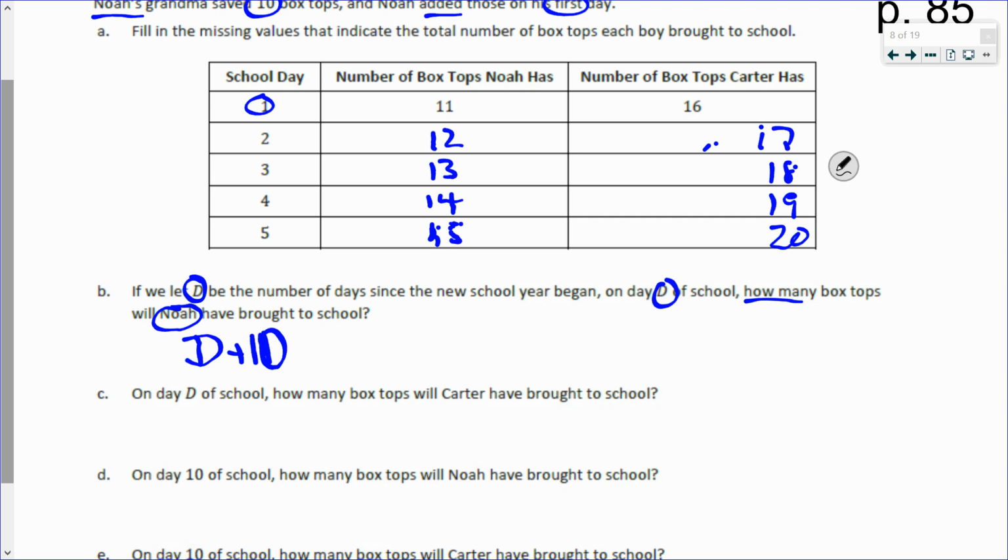Now I'm going to say D is 1. Is 1 plus 10, 11? Is 2 plus 10, 12? Is 5 plus 10, 15? So did this expression now exemplify what we did between our school days and our total for Noah? Yes. So now at any point in the year, would I be able to find how many he has given?